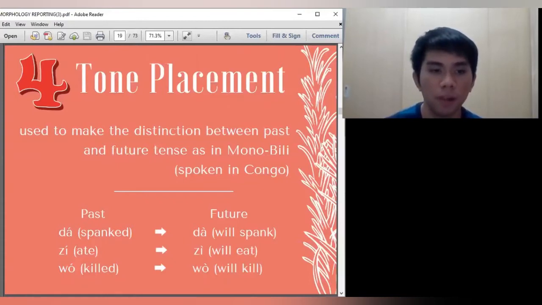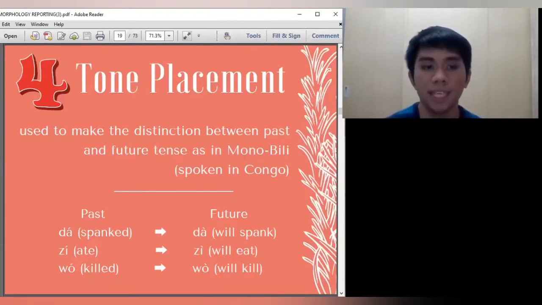We also have zi, which means ate, and its future counterpart would be zi with the grave accent, which means will eat, and also wo, which means killed, and we also have its future form wò, which means will kill.